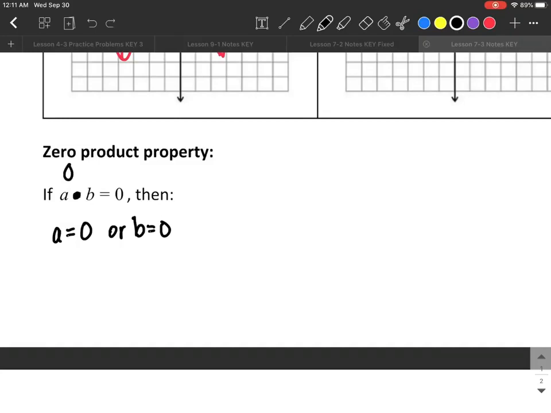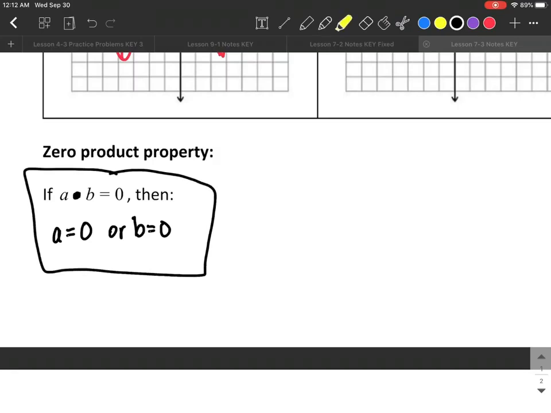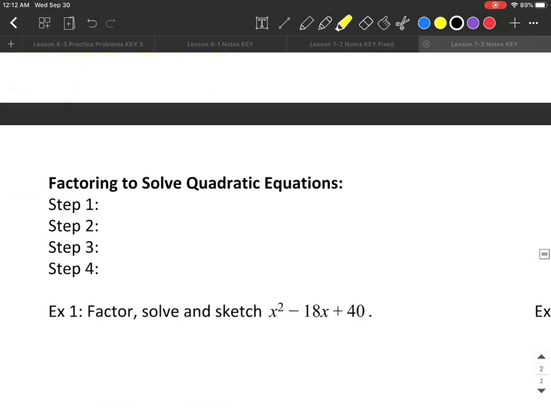So maybe I have 0 times 4, and that's equal to 0. Maybe I have 5 times 0. One of those things has to be 0 for that answer to be 0. So either A is 0 or B is 0, and that is my zero product property. I'm going to highlight this. It's important.